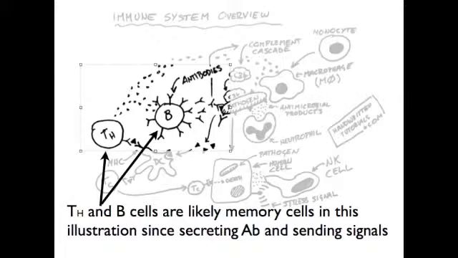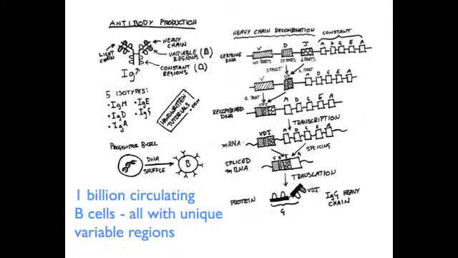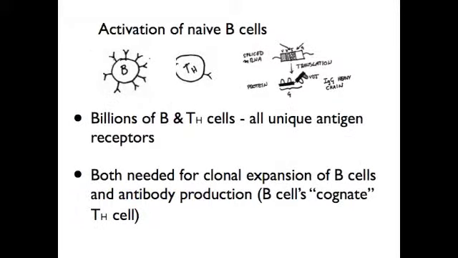At the end of the handwritten tutorials video about VDJ recombination, you were left with the fact that there are now 1 billion circulating B cells, all with unique variable regions. These B cells and T helper cells are the most important parts of the adaptive immune system because they all have unique antigen receptors, allowing them to respond to virtually any antigen presented by a pathogen.